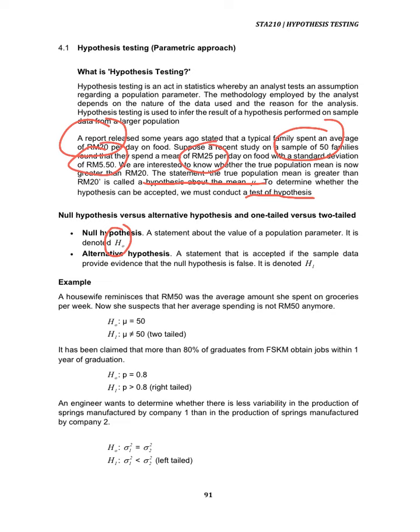This is a statement that is accepted if the sample data provide evidence that the null hypothesis is false. So if we say that the null hypothesis is wrong, then we should accept the alternative hypothesis that we have stated. Okay, alternative hypothesis is denoted by H1. So remember, our first step in conducting hypothesis testing is identify what is the H0 and what is the H1.